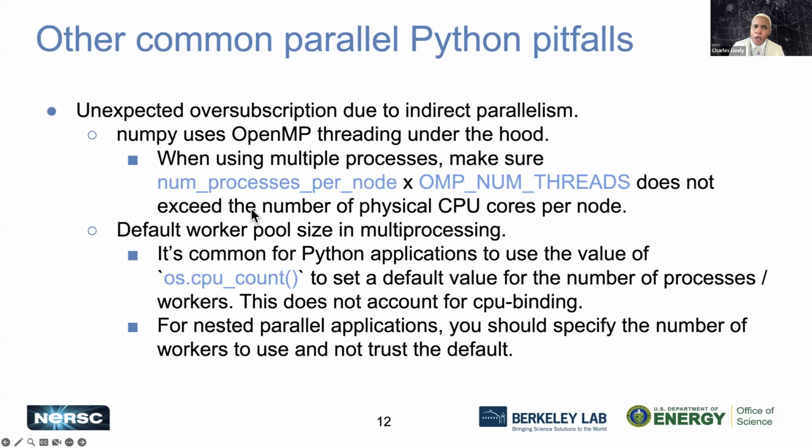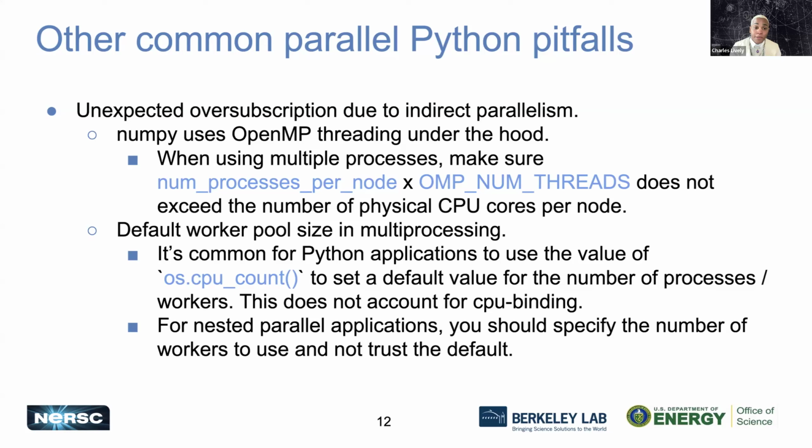And so, other common parallel Python pitfalls. If you're not used to doing jobs in parallel, you want to make sure you have a good understanding of the resources you need to utilize, specifically the number of threads versus the number of MPI processes, and making sure that the multiple of them, the number of processes per node times the number of threads, does not exceed the number of physical CPU cores per node.